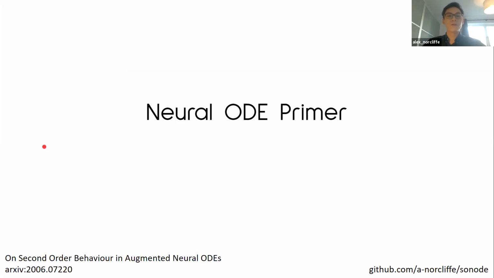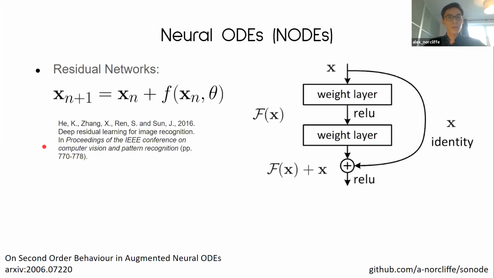So a quick primer on neural ODEs. We start with a residual network, and these have been key for making deep neural networks even deeper. The way they work is they look at some vector x, and at layer n+1, we take x at the previous layer and add some function of that called the residual. And this is a diagram from the original paper. So x goes in, something happens to it. It also goes around here, and they're added element-wise, and then put through a ReLU.